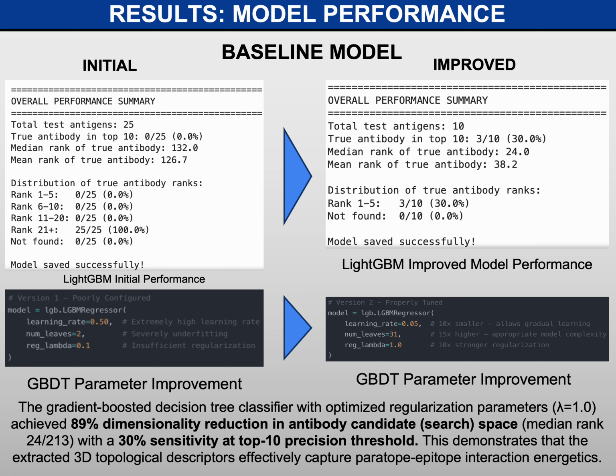Early model performance was poor. Median true antibody rank was at 132. However, after tuning LightGBM hyperparameters, the improved model achieved an 89% reduction in candidate search space and a 30% sensitivity within the top 10 predictions. This shows that geometric and physicochemical descriptors can actively and effectively capture the binding landscape.